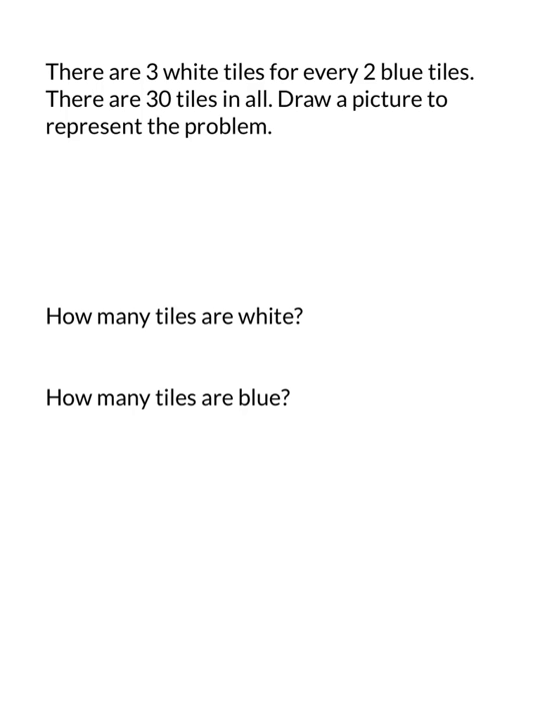Ratios are also involved in some word problems. Here's an example of a word problem that uses ratios. There are 3 white tiles for every 2 blue tiles. There are 30 tiles in all. Draw a picture to represent the problem. So I'm going to draw 30 tiles, and I can quickly do this by just making a rectangle, one big one, and dividing it into 30 parts.